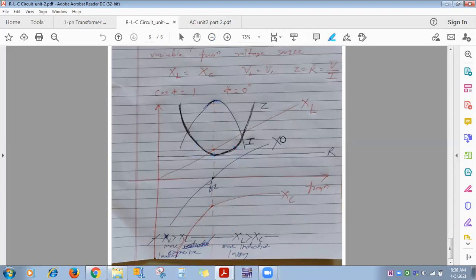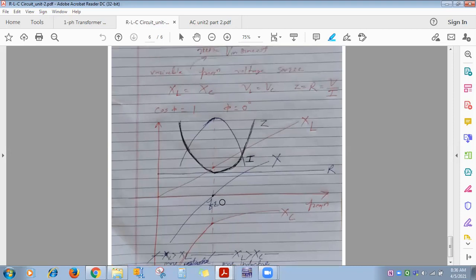What is X representing here? X is XL minus XC. Okay. Just to get more clarity about the behavior of Z, the X parameter is added, where X is XL minus XC, the total imaginary part of Z because it's a series RLC. Okay, any difficulty?